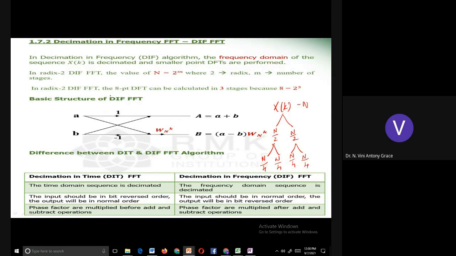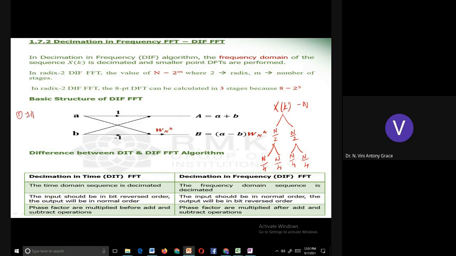Okay. The procedure is the same. Again, we have to express N as 2 power m, where m represents the number of stages of computation. So, if N is equal to 8, express it as 2 power 3. So, it requires 3 stages of computation. What is the basic difference that is involved in computing this DIF FFT method?